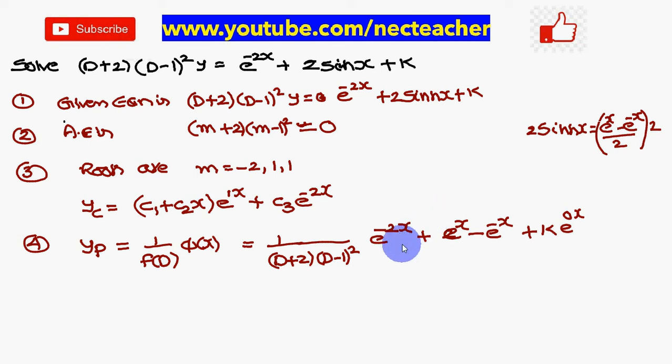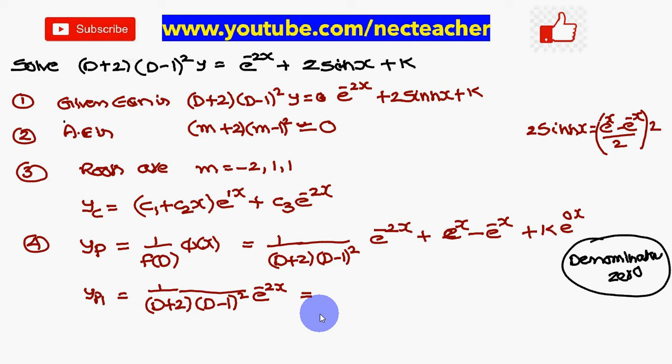Okay, and then what do you have to do in the problem? Step by step. First we will do this e power minus 2x. Next we will go for e power x, e power minus x, like that. So first we will consider e power minus 2x. In place of D, how much do you have to substitute? Minus 2. If you substitute minus 2 here, what happens? This entire denominator will be 0.